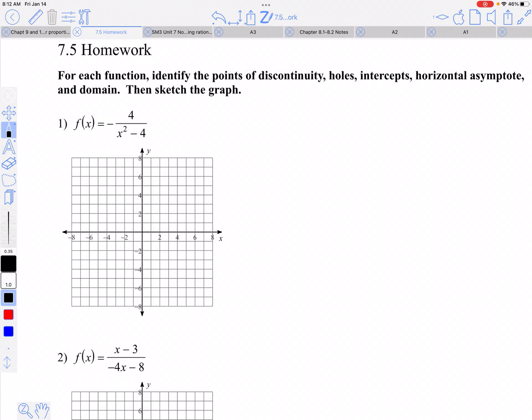All right, so number one, I'm going to rewrite and factor it.